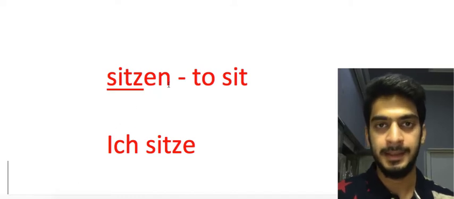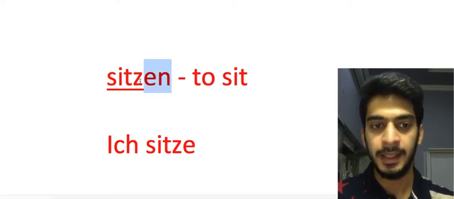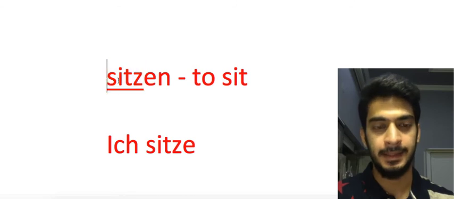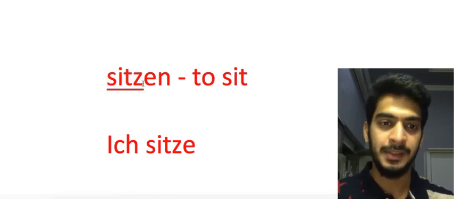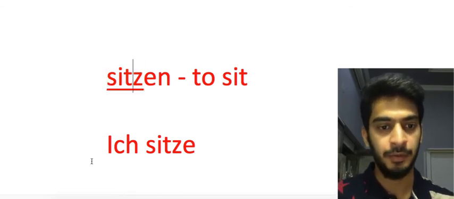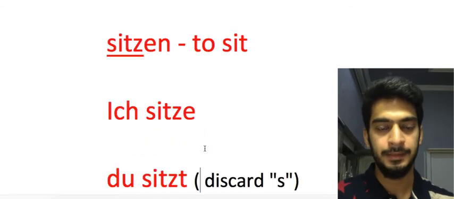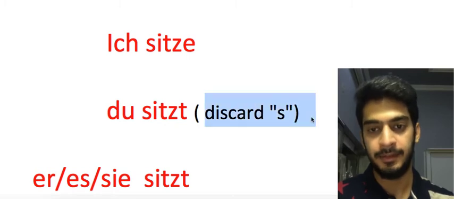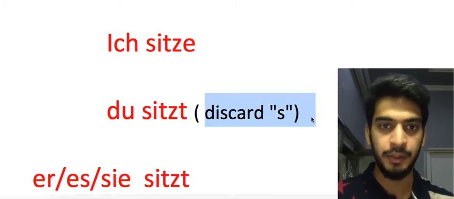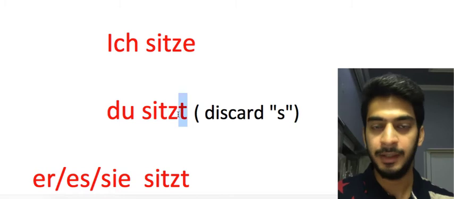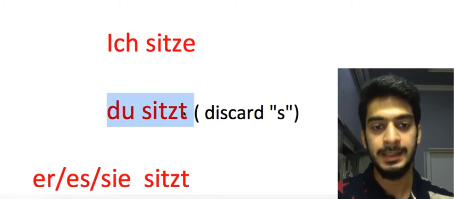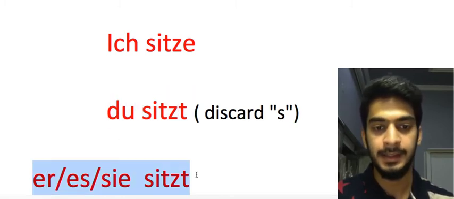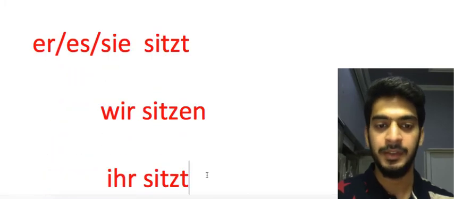Then, sitzen. After discarding en, the verb stem sitz. The last letter of the verb stem is z. Follow the same rule. Ich sitze, du sitzt. Discard s from the given ending st with du. So, the remaining letter is t. Du sitzt. Er, sie sitzt. The same process. Wir sitzen, ihr sitzt. Sie sitzen, capital Z sitzen.